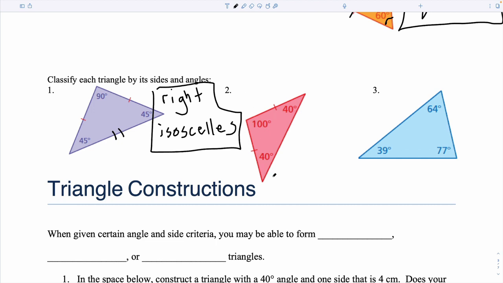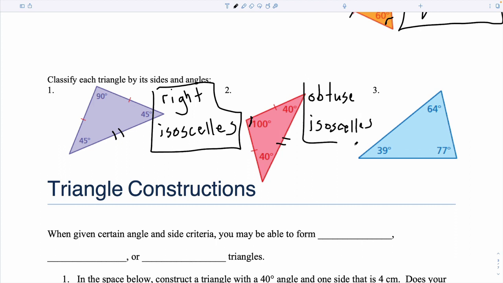Number 2, look at the angles first. First name, is it right, obtuse, or acute? Does one angle measure above 90? Yeah, this is obtuse. Check out the type of triangle. Two sides are the same. One side is different. What is this one called? It is isosceles. The full name of it is what, Lily? Good.